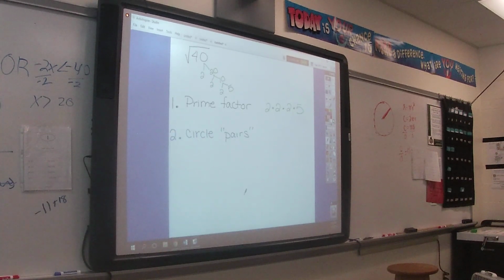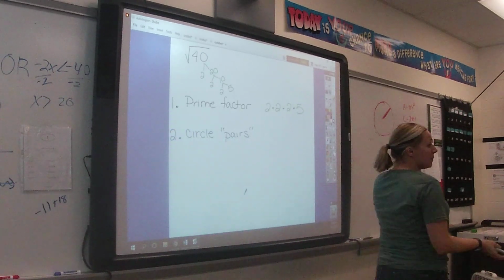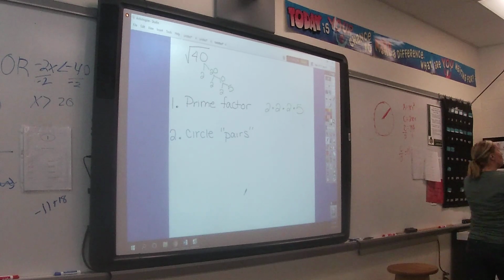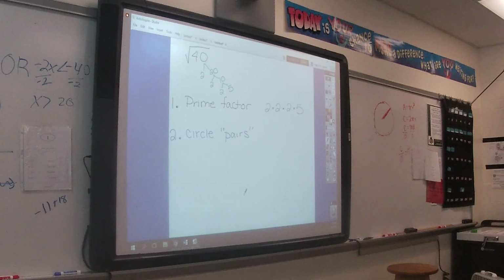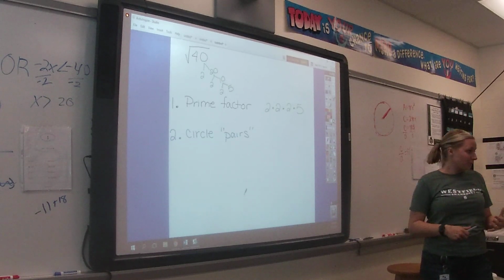We are going to circle any pairs that we find. One of the reasons why I like this process, I'm using pairs a little bit loosely here, is because it works for any type of radical. We are mainly going to be focusing on square roots, but if it was a cube root, you would circle any triples. If it was a fourth root, you would circle any quadruples. So it works all the time no matter what the number is.